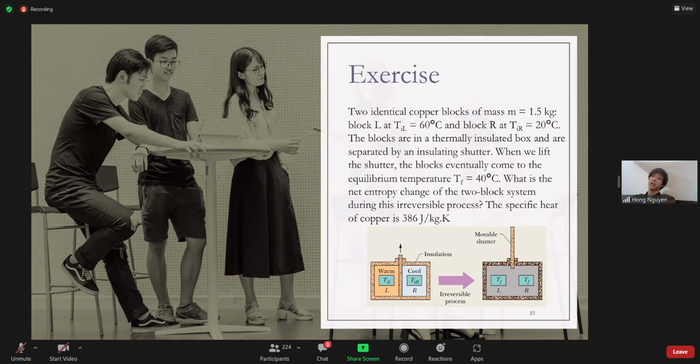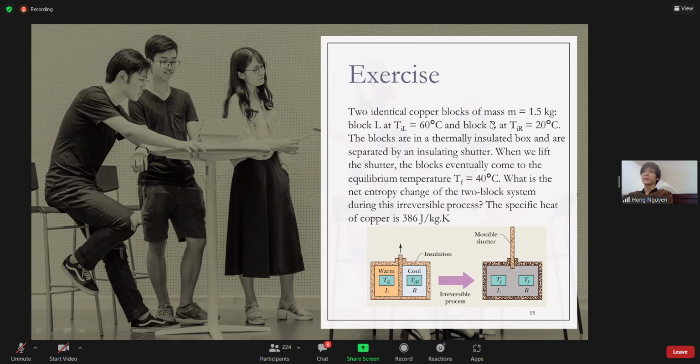Because we know that they will transfer energy to each other in the form of heat. The warm block will become colder, and the cool block will become warmer. And at the end, we will have a thermal equilibrium. This one you know already. We tried to explain it in the previous part.